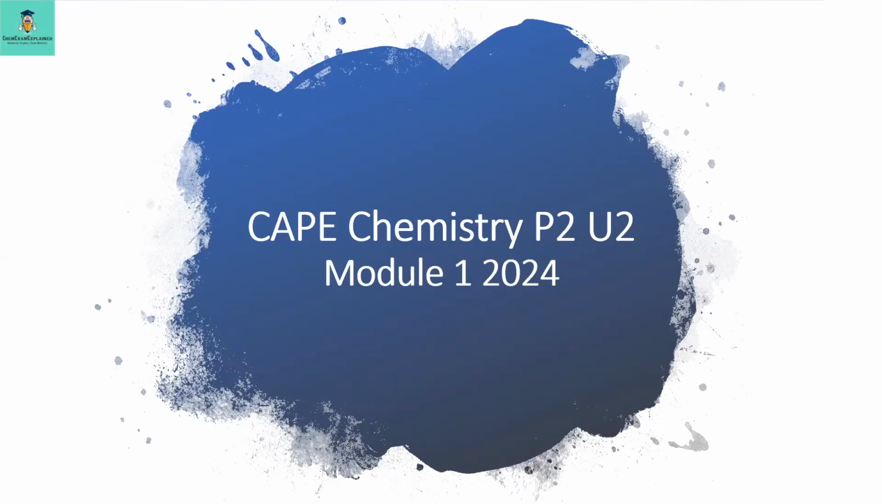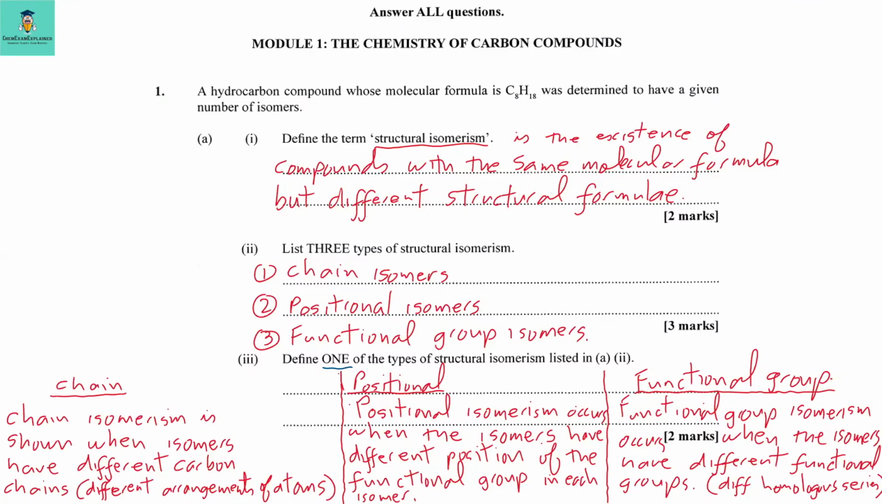In this video, we will be looking at CAPE Chemistry, Unit 2, Module 1 for 2024. Let's go. For the first question in Module 1, the chemistry of carbon compounds, let's start by examining the question.